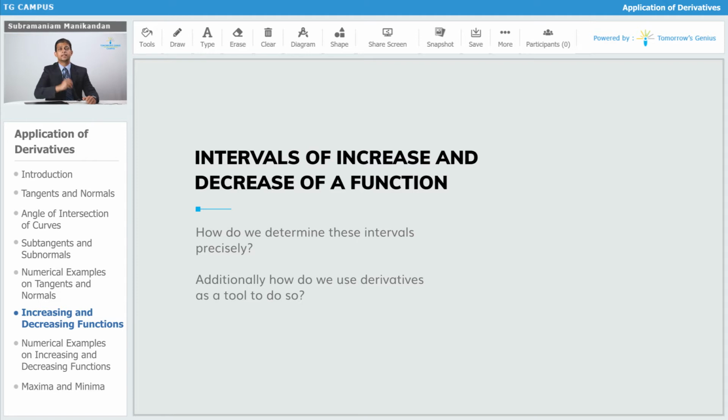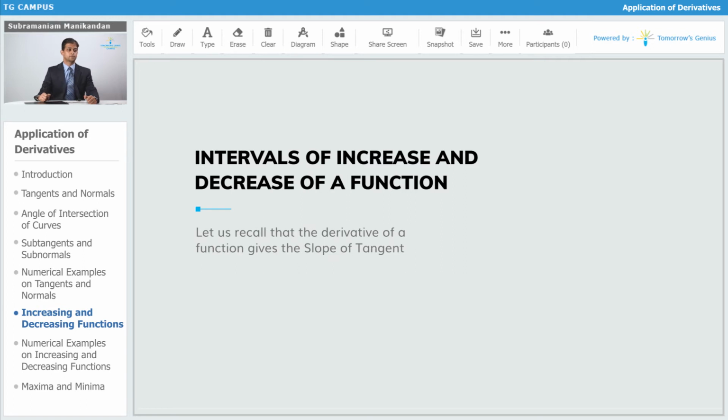and what happens at the interface of those intervals where a function changes from increasing to decreasing or decreasing to increasing and so on. So that is why we have to define how exactly we are going to find out the intervals of increase and decrease of a function. How do we determine derivatives to do this? Let us look at how this is done.